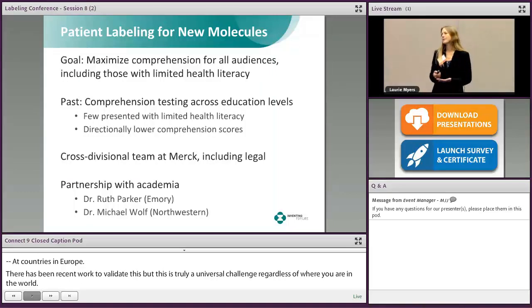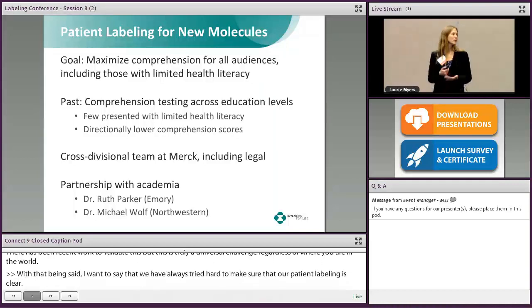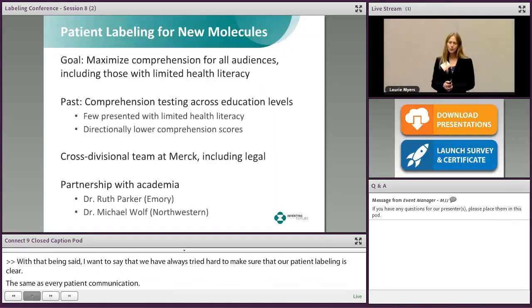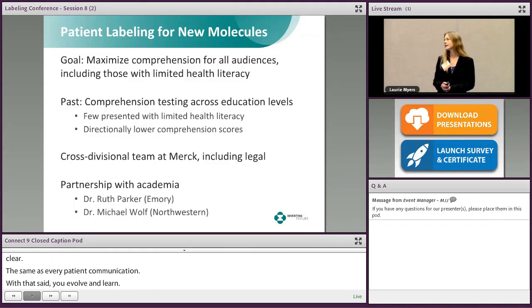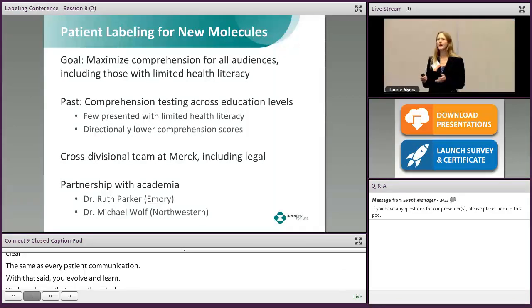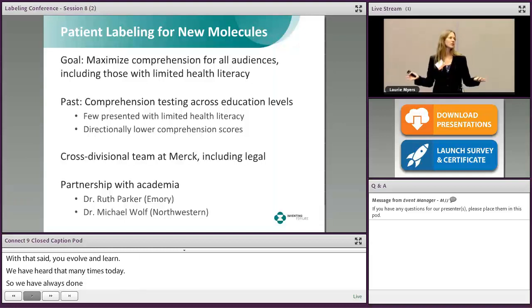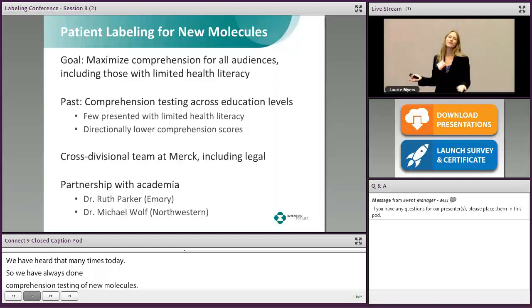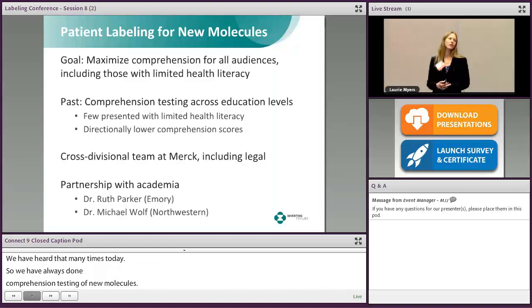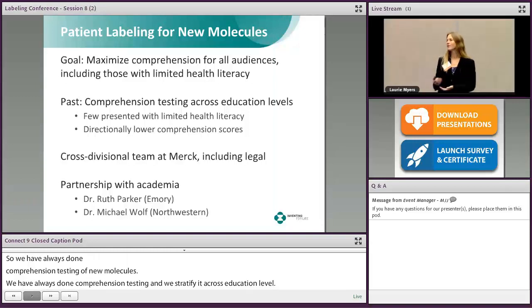So with that being said, I want to say we've always tried hard to make sure that our patient labeling is clear, right? It's same as every patient communication. But that being said, you learn, right? You evolve. We've heard that theme many times today. And so we have always done comprehension testing, and again, I'm talking about new molecules here, right? We're about looking ahead. We've always done comprehension testing, and we used to stratify across education level. We thought that was enough.